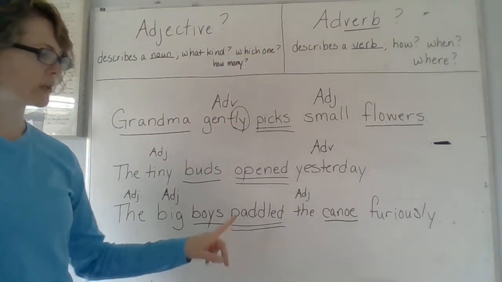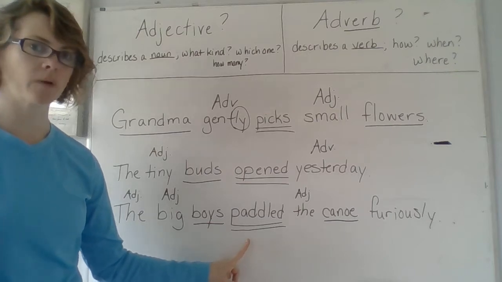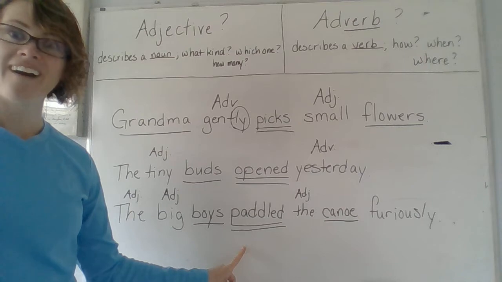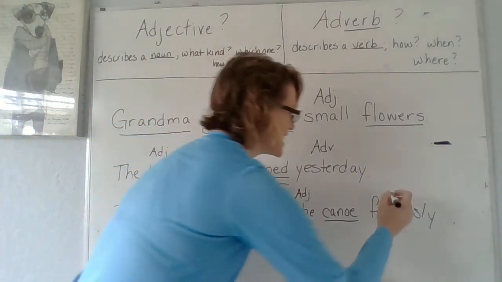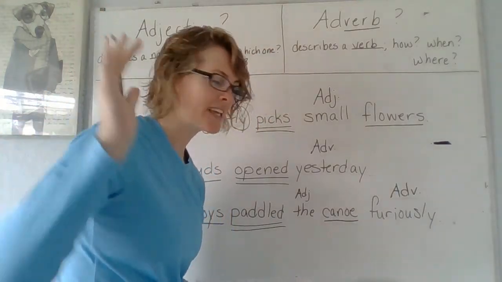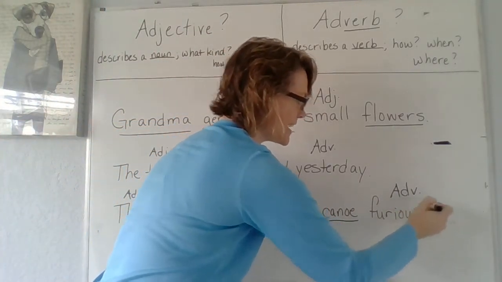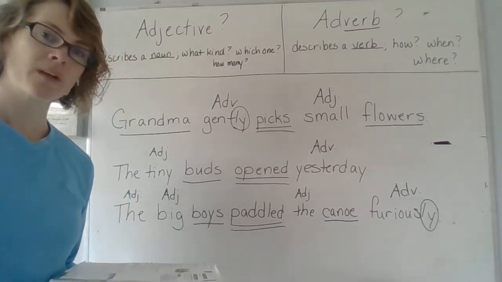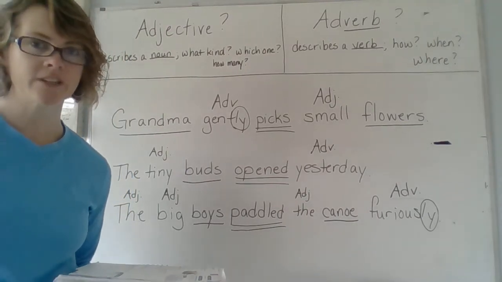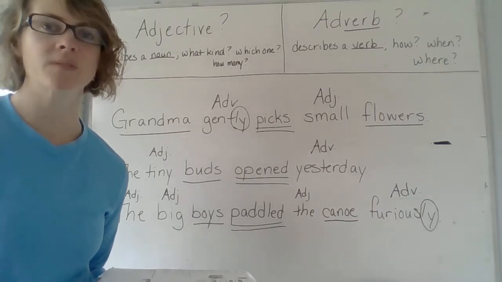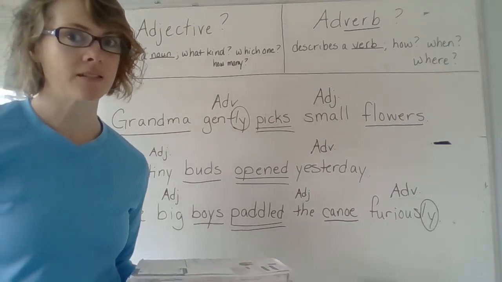To find the adverb, we go to the verb and we ask our adverb questions. Paddled how? Yes, they paddled furiously. That's my adverb. And I can see Lindsay saying, and it's got ly at the end, Mrs. Huff. That's a dead giveaway that it's an adverb. We're going to be practicing these kind of things every day before our test so that you get really good at finding your adjectives and your adverbs. But that's not our lesson for today.